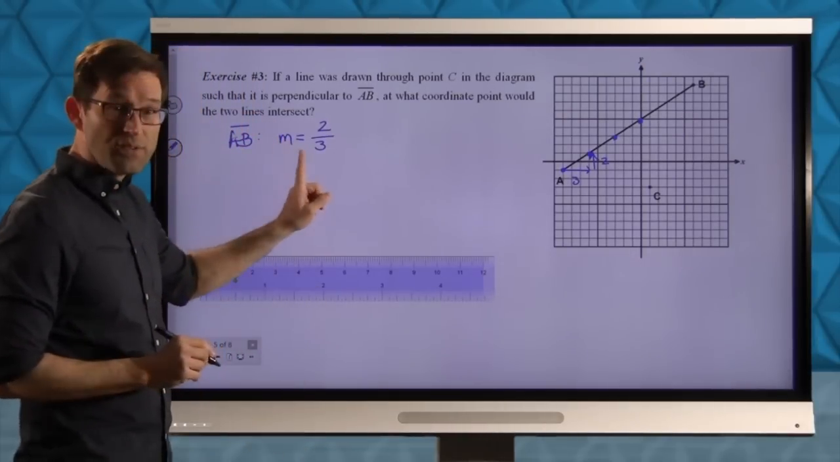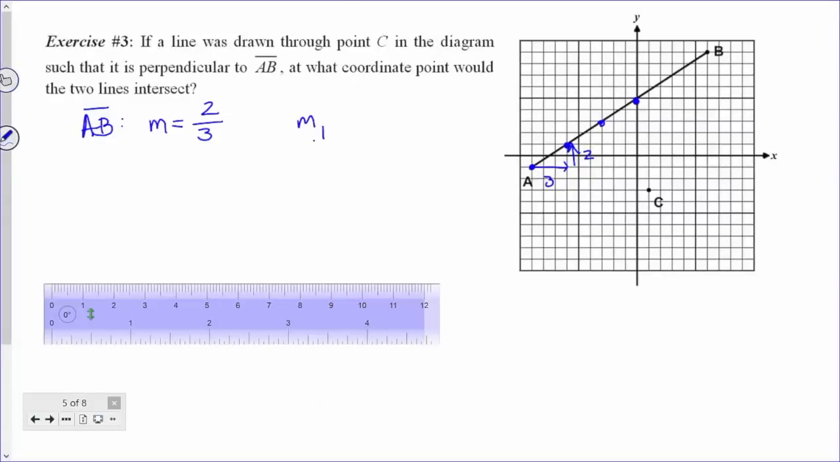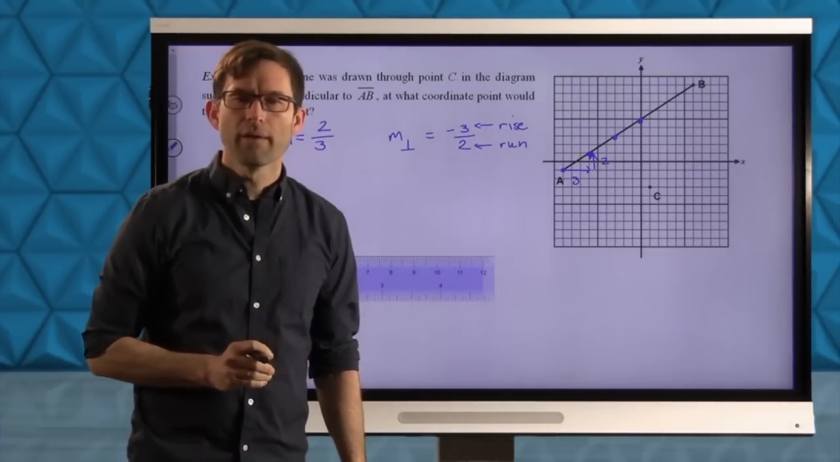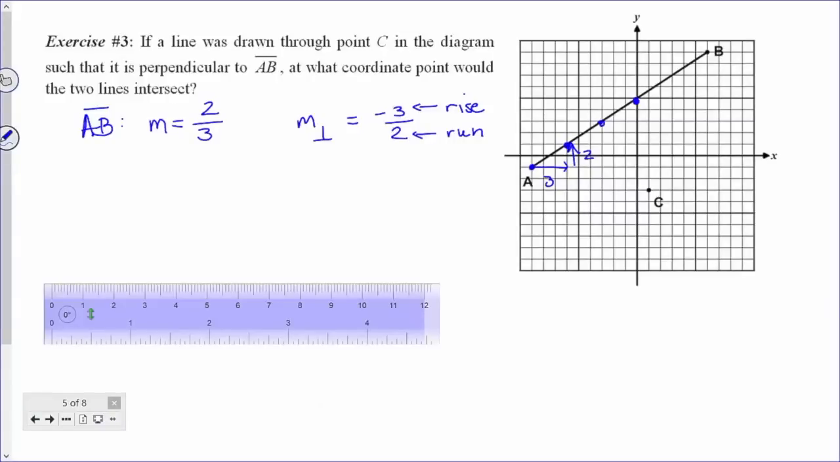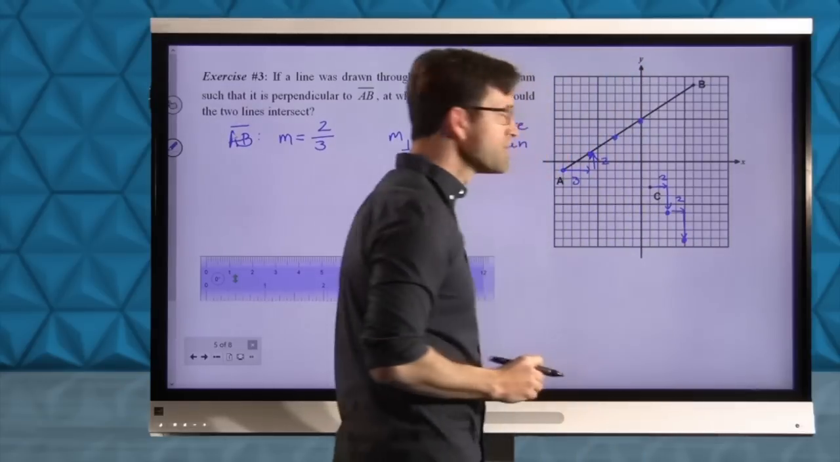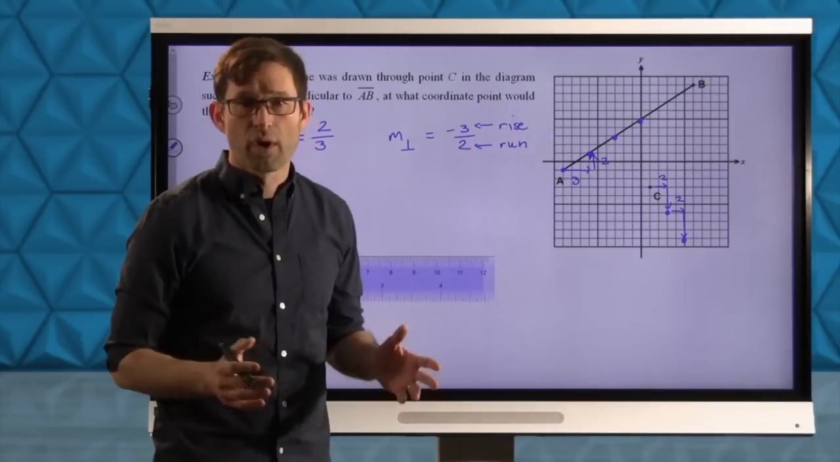Now, what this tells me is that the line that goes through point C will have to have a slope of -3/2, meaning that it will have to fall, I'm still going to call it a rise, by -3 and a run of 2. So let's plot some points. Specifically, let's go over to point C and let's go over 2 and down 3. Now, in a certain sense, this is a little bit unfortunate because it's going in the opposite direction that we want to.